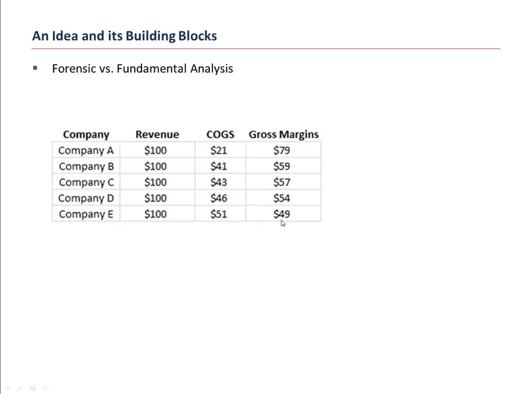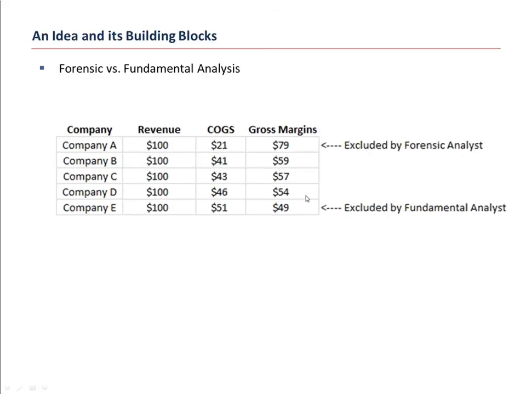Interestingly, from a forensic point of view, it's actually firm A that is the anomaly. It turns out that firms with unusually high gross margins relative to peers, and of course some other details which I'll discuss later, are the firms that most closely mirror prior fraudulent companies. This would be an expense recognition game in our taxonomy, another detail which I'll discuss later. So even in this contrived example, we see that the forensic analyst would exclude company A, while the fundamental analyst would exclude company E.